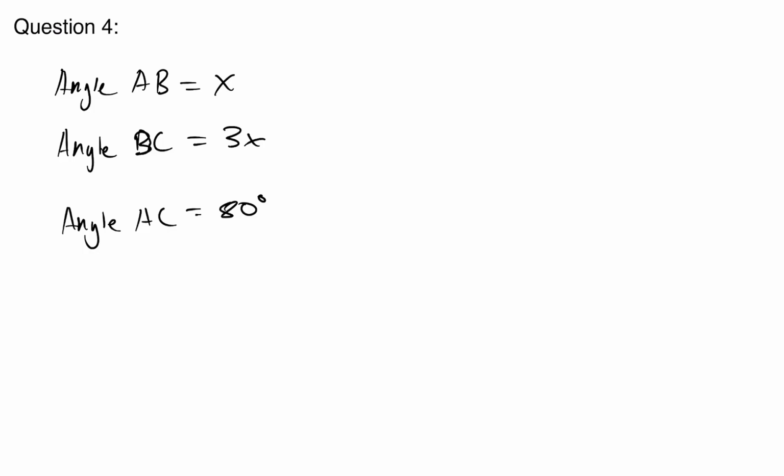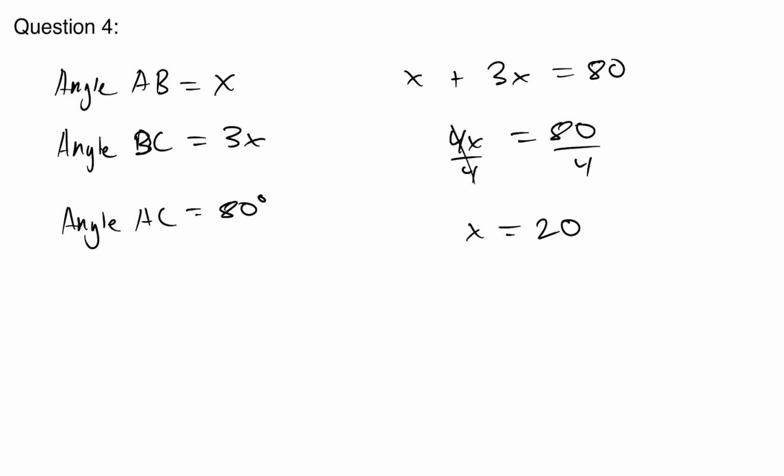Well, here we would know that angle AC is once again made up of angle AB and angle BC. So we would have to write an equation, and that would be x plus 3x is equal to 80. And then using basic algebra, we would combine it. So we would go 4x is equal to 80. And then we could divide by 4, divide by 4. That'll cancel, and we'll have x is equal to 20. So x would be equal to 20 degrees.